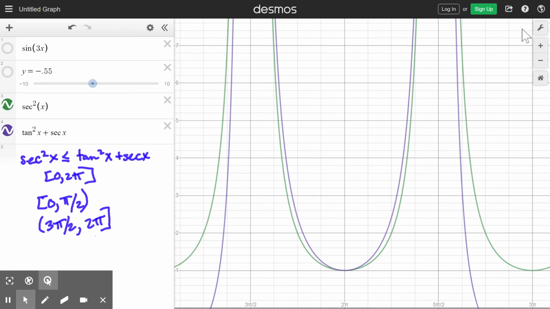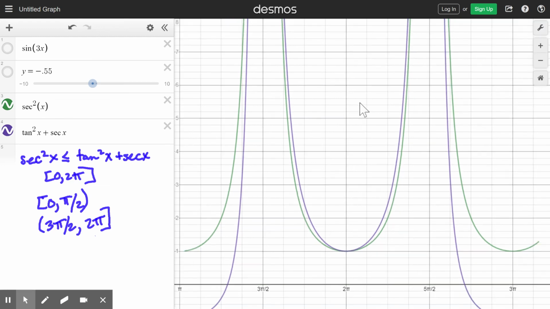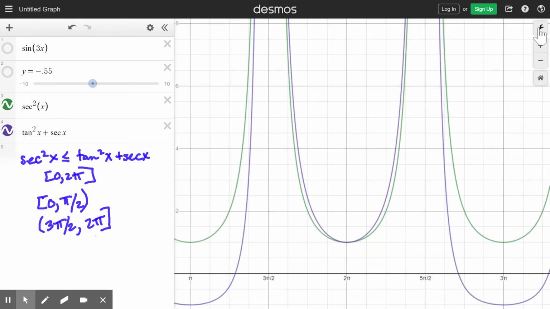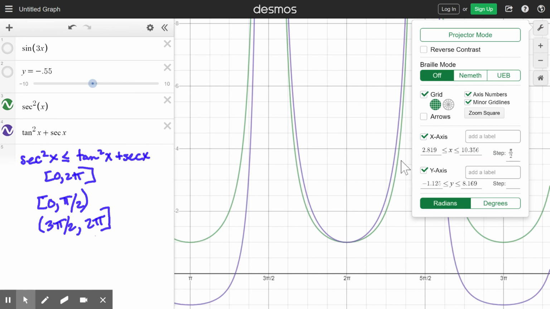Also, if you go to your wrench, if you don't know how to get these in multiples of pi, you go to your wrench and you literally change this to negative 2 pi, positive 2 pi. You change your step to pi over 2. That's the one that I like to use. And then make sure you're in radians, and then you can change your y-axis to whatever you need.